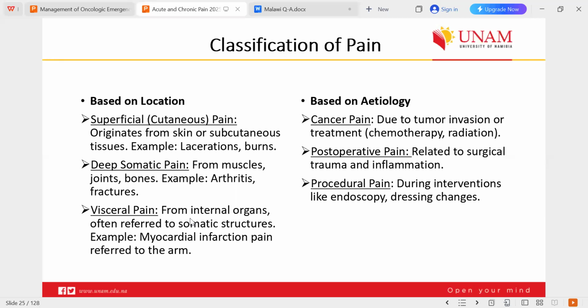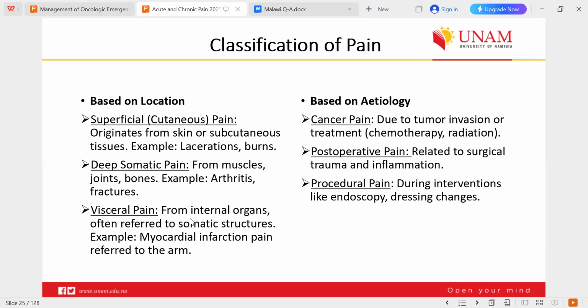Superficial cutaneous pain arises from the skin or subcutaneous tissue. This is the kind of pain you have from lacerations or burns, especially first or second degree burns. Deep somatic pain, these are pains that arise from muscles, joints, and bones, arthritis or fractures. Visceral pain is pain that results from stretching of internal organs. This also may be represented by referred pain, like the pain of MI that is referred to the arm.